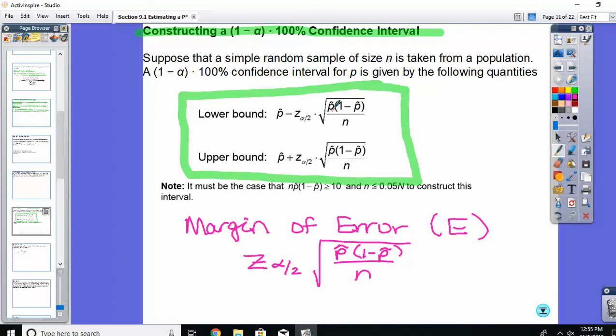What did that represent? That was the standard deviation for the p-hats. So really, we're taking this z value, which is essentially our confidence level, times the standard deviation. And that gives us our margin of error, which is the amount we add or subtract. So the margin of error is the z times the standard deviation, that whole thing.